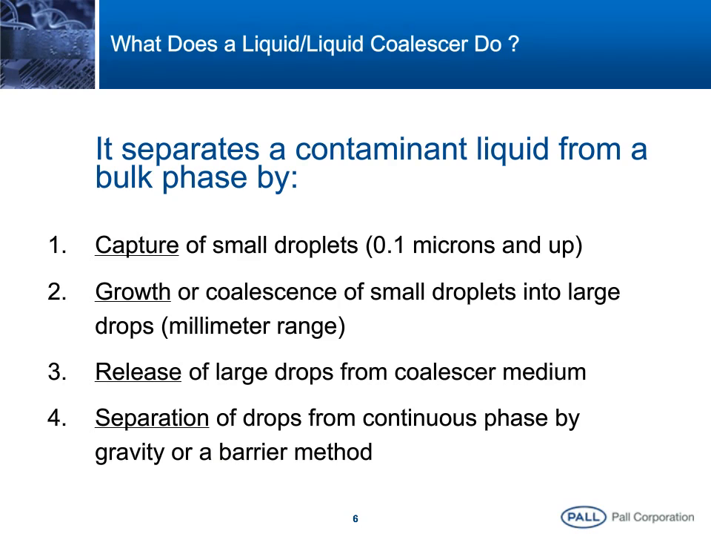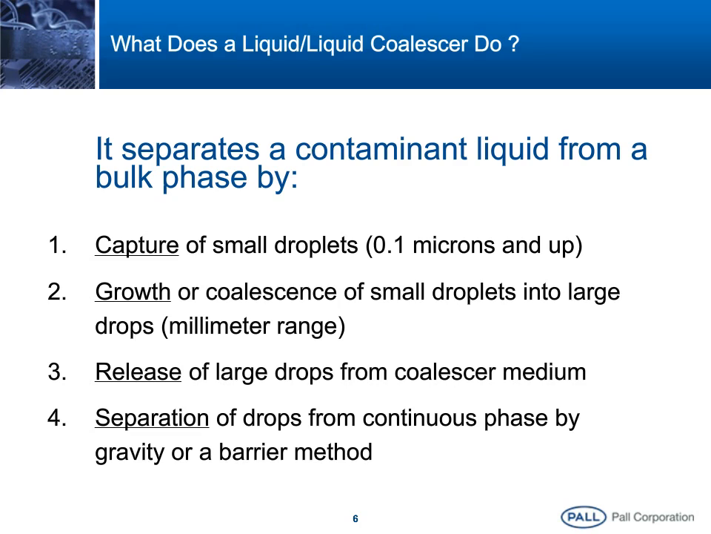So what does a liquid-liquid coalescer do? There are four main functions at work in the coalescing process. First is the initial capture of small droplets. These could be as fine as 0.1 micron in size, and this is often the measure of the true efficiency of a good coalescer: its ability to capture these very fine droplets.